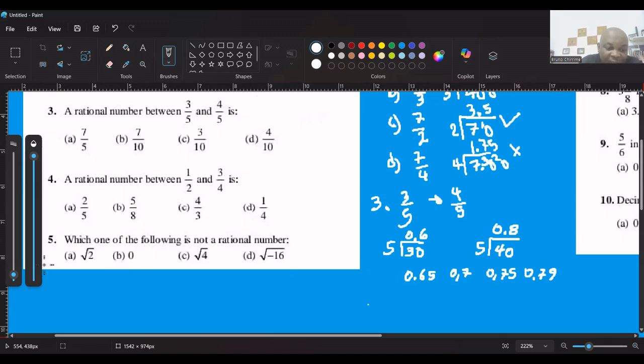So starting with A, we do have 7 divided by 5. So 7 inside the house and 5 outside. So 5 into 7 goes one time, put a comma, and then 1 times 5 is 5, 7 minus 5 is 2. So we put a 2 here and then add a 0. And then 5 into 20 goes 4 times. So 1.4. We ask ourselves a question. Does 1.4 lie between 0.61 and 0.79? Nope. So we know that A is not part of what we're looking for.